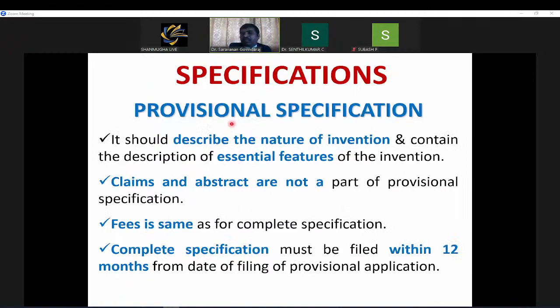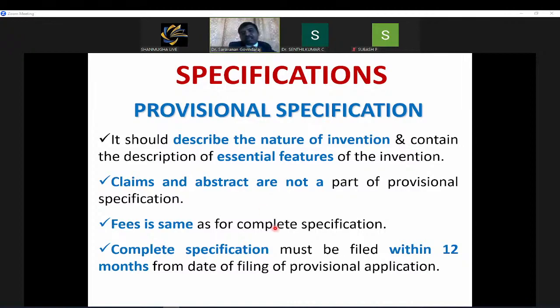So what are the provisional applications? There are 2 things: provisional and complete. The name itself says complete, so here we are giving the complete specification about our invention. And in case of a provisional, it will only describe the nature of the invention and the essential features of the invention. There it is not necessary to mention our claims and an abstract. But the fee is similar for provisional specifications.